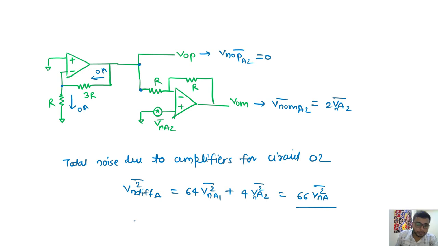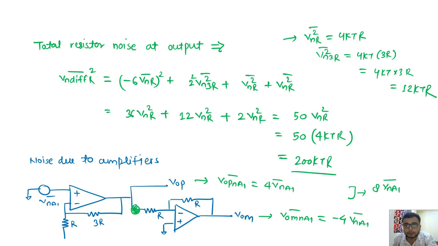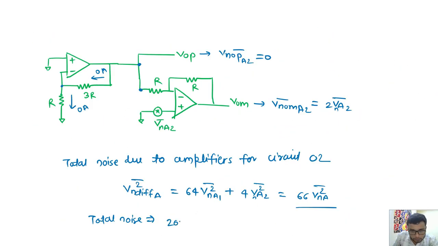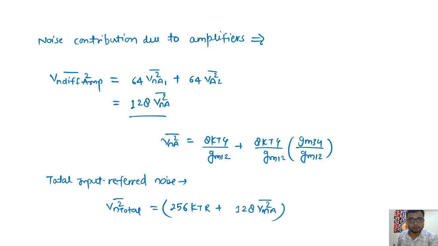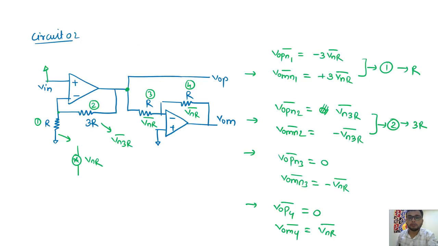So now net noise, total noise is what? This 200 kTR plus 66 of VnA squared. Both the amplifiers are similar. So if I consider both the circuits, then what is it for this circuit? It was not 256, it was 228. Okay.